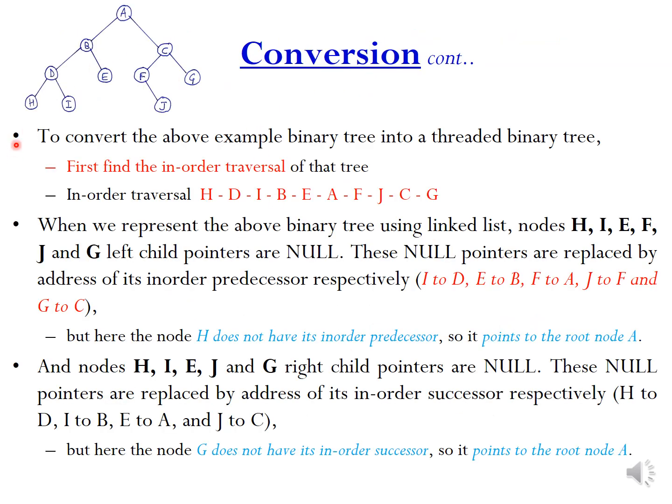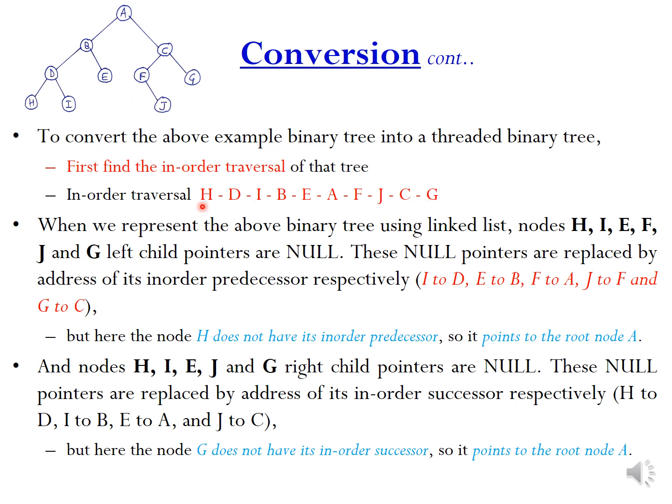Now we will see how it can be converted. To convert the above binary tree, shown here in the left top corner, into a threaded binary tree, first find the in-order traversal of this tree. So the in-order traversal of this tree will be H, D, I, B, E, A, and then F, and then J, then C and G.